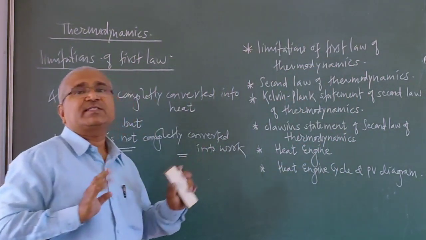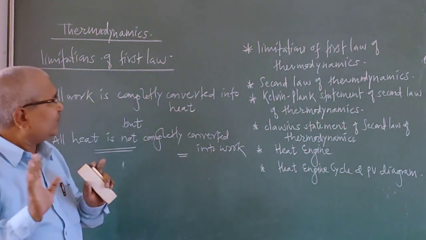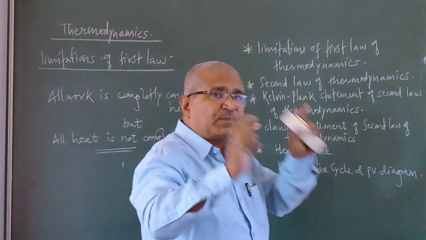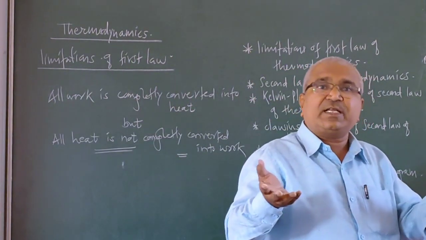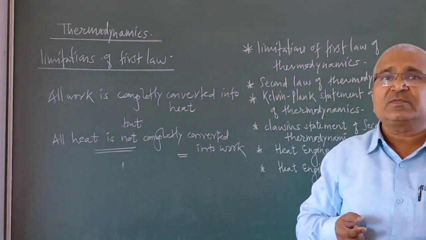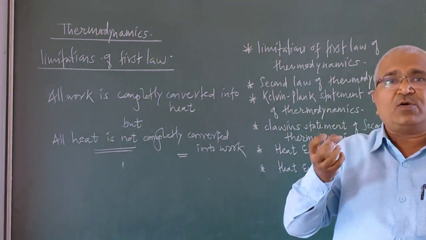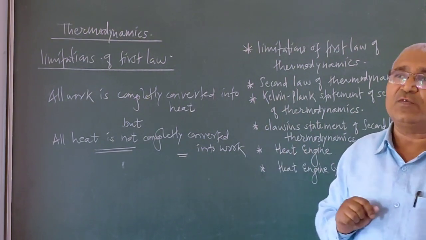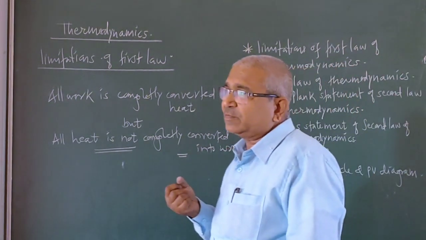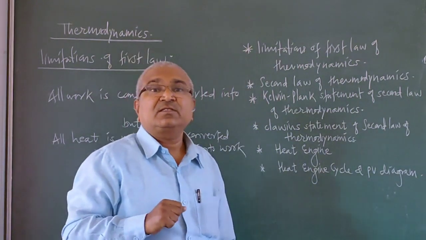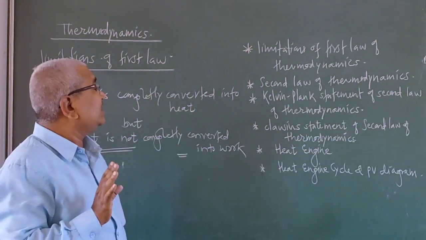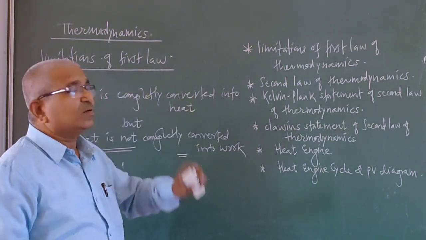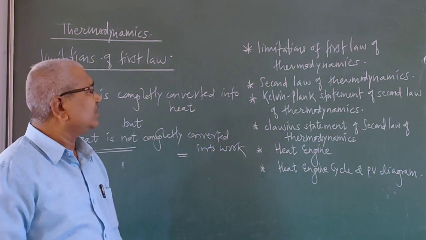This is the limitation of the first law of thermodynamics. The first law of thermodynamics cannot explain this. Why is the amount of heat supplied to the system not completely converted into work? What happens? Some amount of heat is exhausted, and we don't get a complete 100% work from the heat provided. So that is the limitation. That is not suggested or experimentally verified by the first law of thermodynamics. This is another statement.